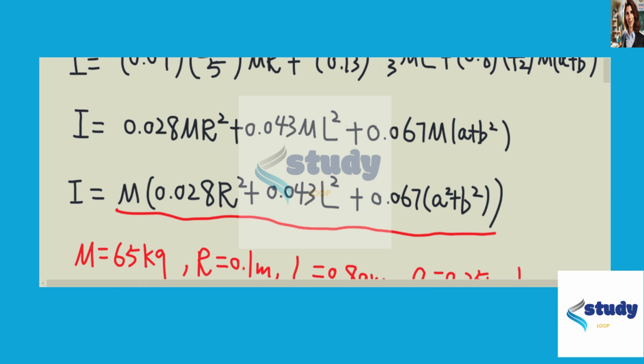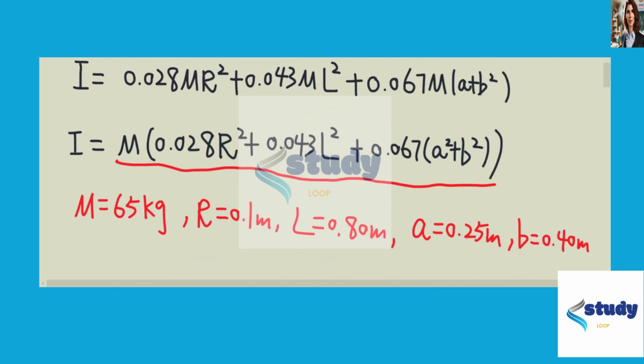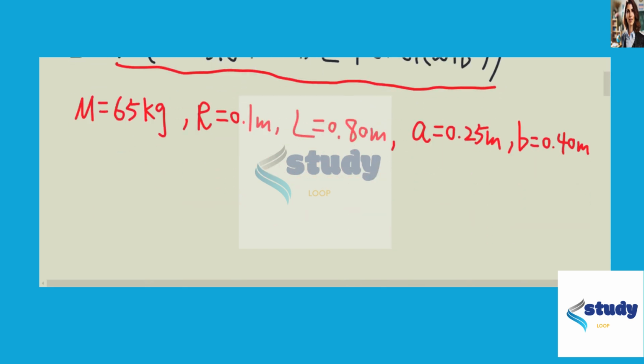We know capital M here is the mass of a typical dancer, which is about 65 kilograms. R here is the radius of a human head, which is about 0.1 meter. L here is the length of the arms, and the length of the arms for a female dancer is about 0.80 meter. A here is the distance between the chest and the back, which is about 0.25 meter. And B here is the width of the shoulders, which is about 0.4 meter.